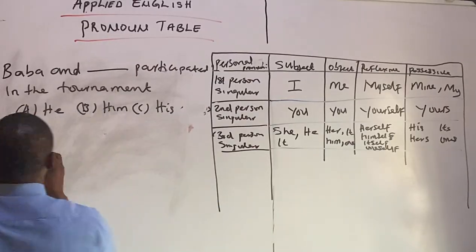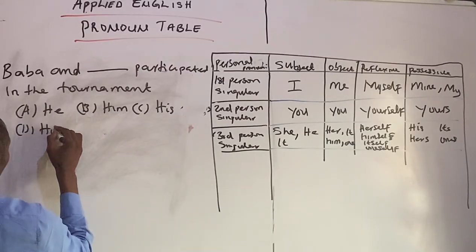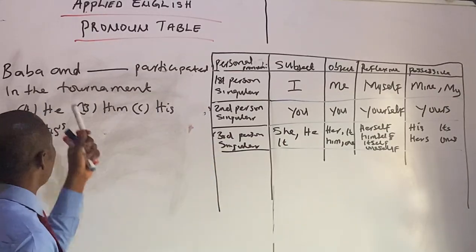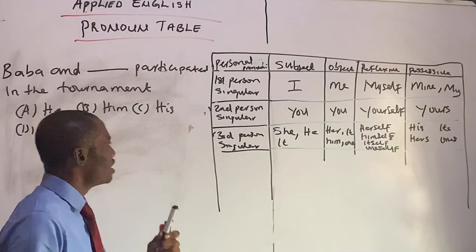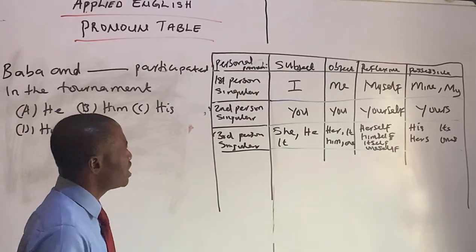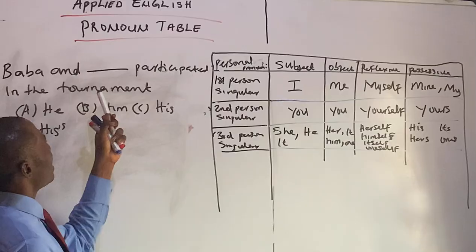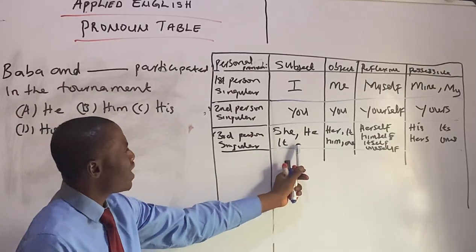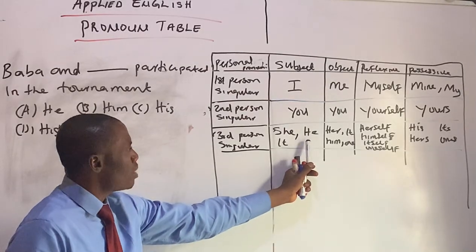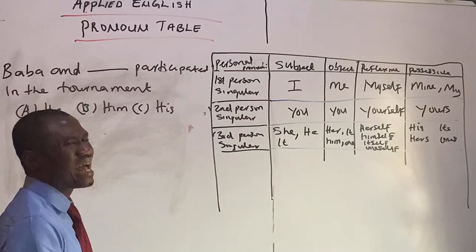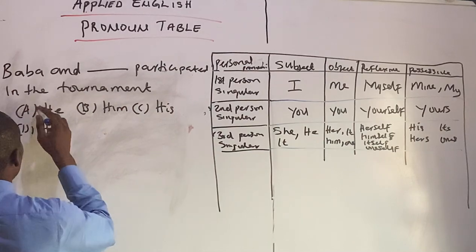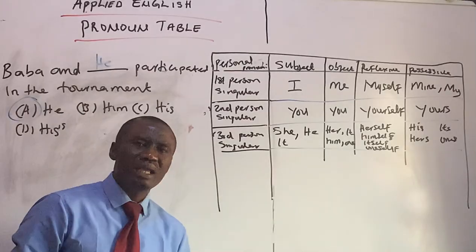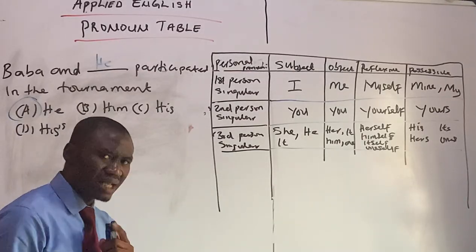Let me write this on this side. All right. Now, to choose your answer, you need to know that Baba is the subject. You need to look for the subject form of the pronoun. Baba and what's the subject there? If you go to the third person singular, the subject there is he. So it will be Baba and he, not Baba and him. Baba and he participated in the tournament. So that's the right answer.